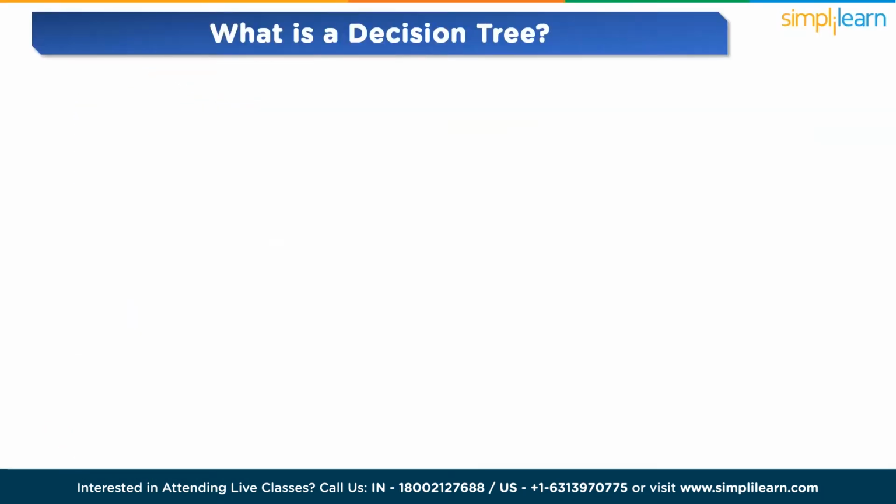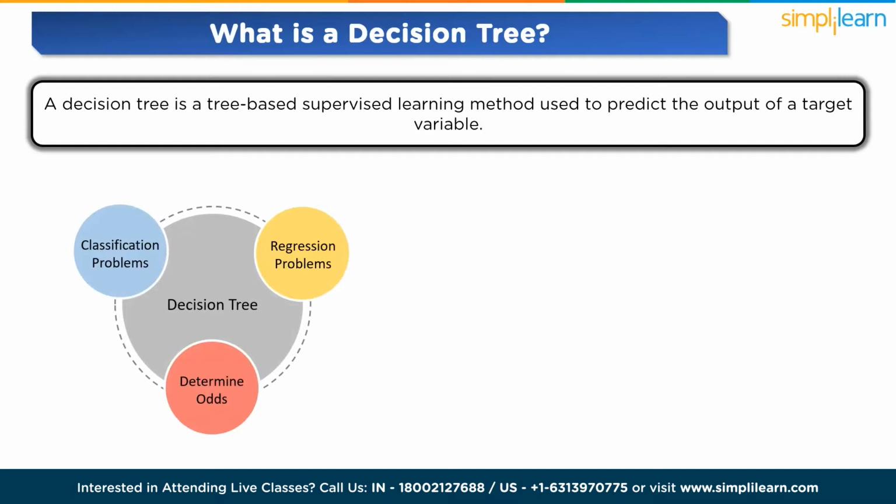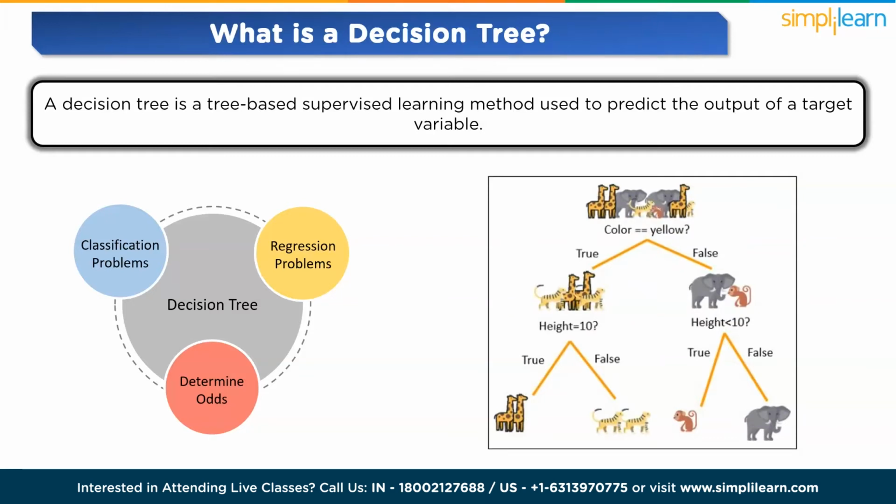So what is a decision tree? A decision tree is a tree-based supervised learning method used to predict the output of a target variable. Decision tree Python can be used to solve classification and regression problems. They are frequently used to determine odds. This is an example of a simple decision tree used to classify different animals based on their features.